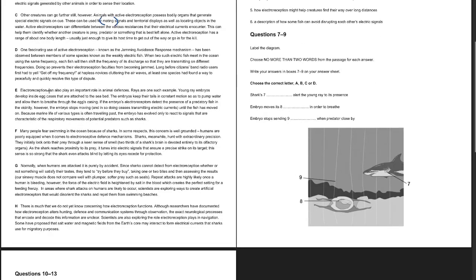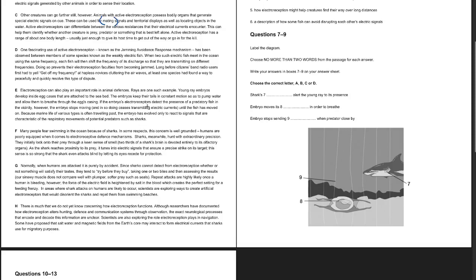B. Electroreception can also play an important role in animal defenses. Rays are one such example. Young ray embryos develop inside egg cases that are attached to the seabed. The embryos keep their tails in constant motion so as to pump water and allow them to breathe through the egg's casing. In the embryos, electroreceptors detect the presence of a predatory fish in the vicinity. However, the embryo stops moving, and in so doing ceases transmitting electric currents until the fish has moved on. Because marine life of various types is often traveling past, the embryo has evolved only to react to signals that are characteristic of the respiratory movements of potential predators such as sharks.